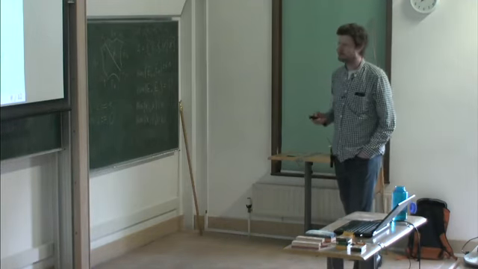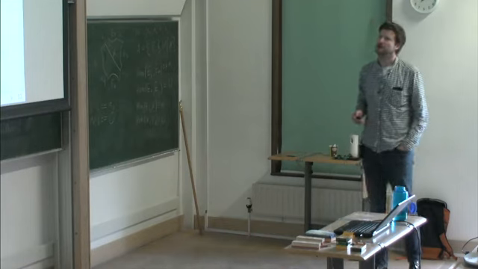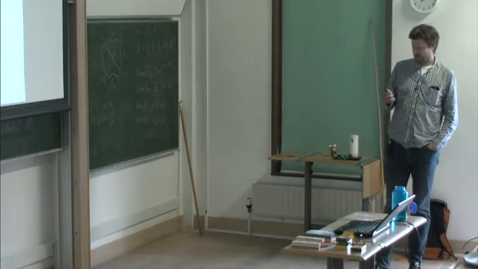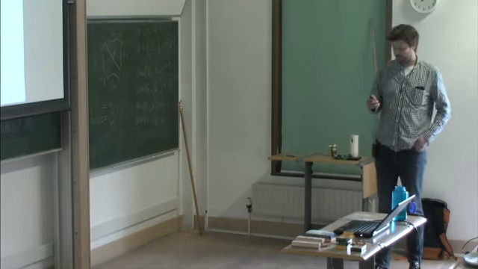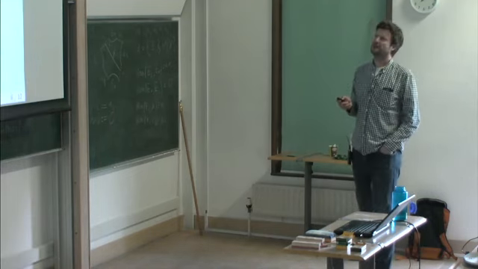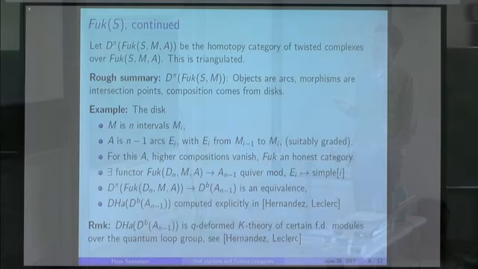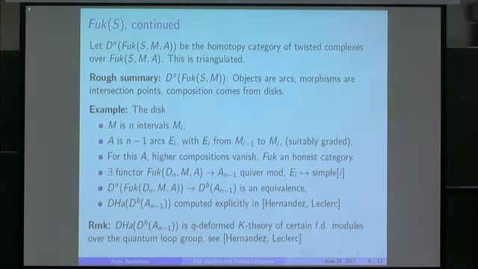Okay, so let's look at an example. Oh, right, okay, so that's sort of this combinatorial shell of the Fukaya category, which is this A infinity category. And then to get the full category, you take the homotopy category of twisted complexes. And this is a triangulated category.